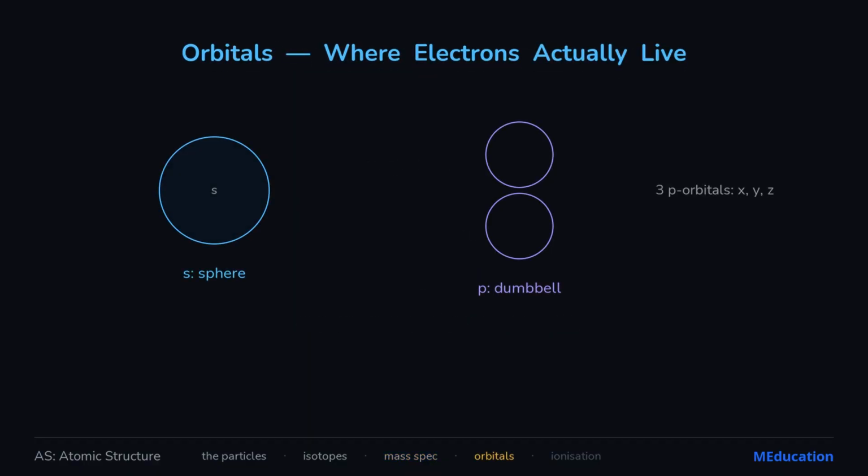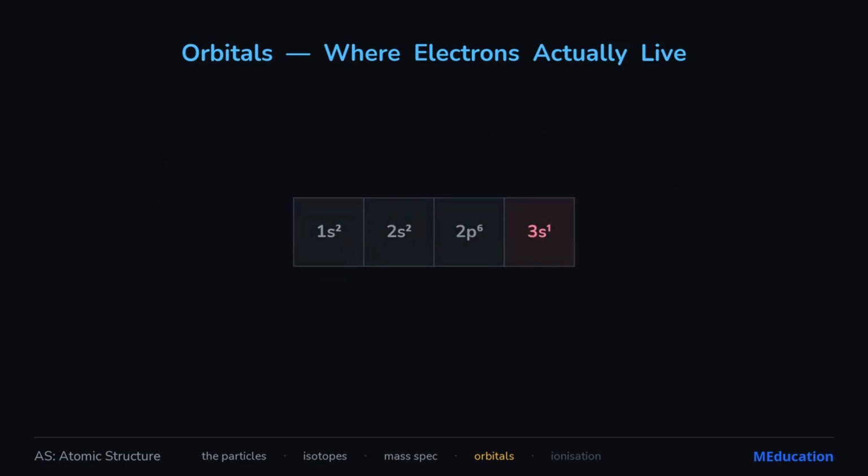Now the electrons. They don't loop in neat planetary rings, they occupy orbitals, regions where an electron is most likely to be found. The s orbital is a simple sphere. Each p orbital is a dumbbell pointing along one axis. Orbitals group into subshells and subshells into shells, filling from the inside out. Electrons fill lowest energy first, and each orbital holds at most 2.